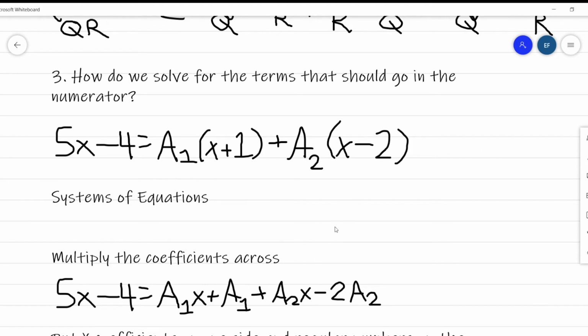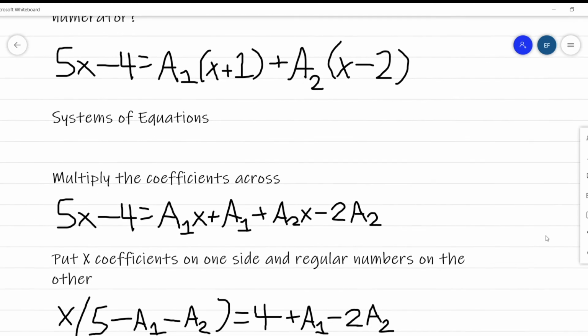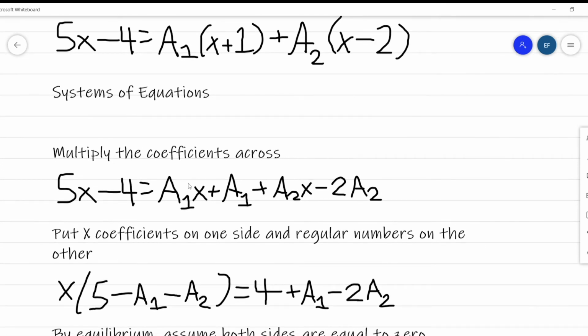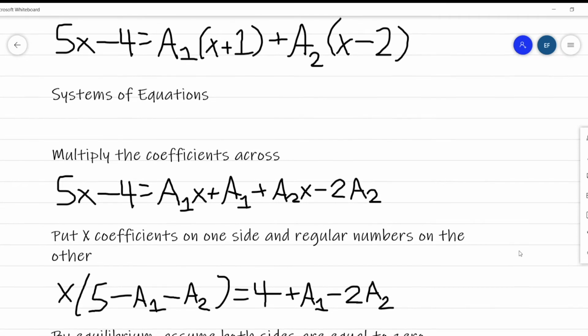Now, to make our lives easier, let's put all of the x terms on the left and all the non-x coefficient terms on the right. What that'll look like is we have to subtract the a1 and the a2x terms to be on the left, and we'll just have to add that 4 to be able to place it on the right. So now we have two unknowns, a1 and a2, and we need to solve for the values.